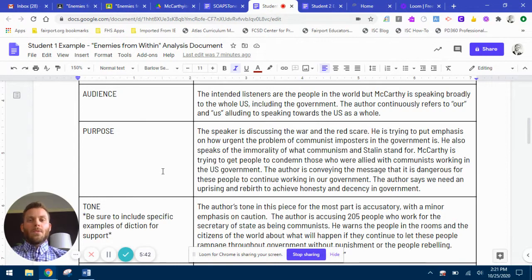And then the purpose, right? What is the author setting out to do? And again, this student did a really good job discussing the war and the Red Scare, putting emphasis on how urgent the problem of communist imposters in the government is, speaking of the immorality of what communism and Stalin stand for, condemning those who are allied with communists. So this student captures a lot of the things that this speaker is doing.